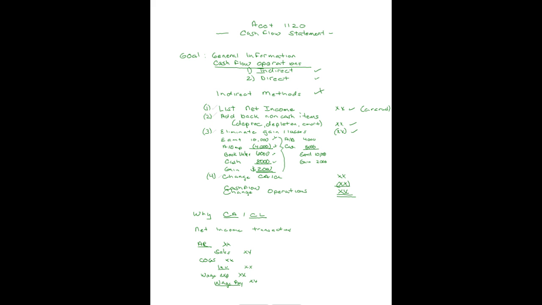And remember, we're going to do our statement on cash flow from operations on the indirect method, which says: list net income, add back non-cash items. Number 3, eliminate gains and losses. And number 4, capture the change in current accounts, and that'll give you your change in cash flows from operating activities. Still fuzzy, but let's keep going.